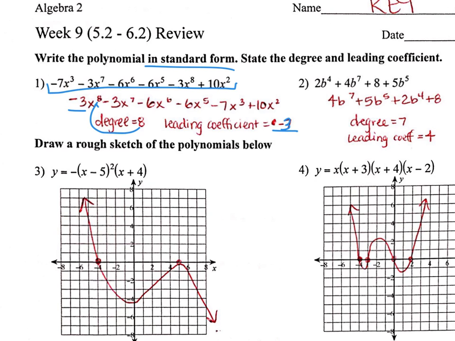All right, question 2, same idea. Highest exponent goes first, so I'm just counting down, 7, 5, 4. The degree is 7 from the highest exponent. The leading coefficient is 4 from the coefficient on the first term.